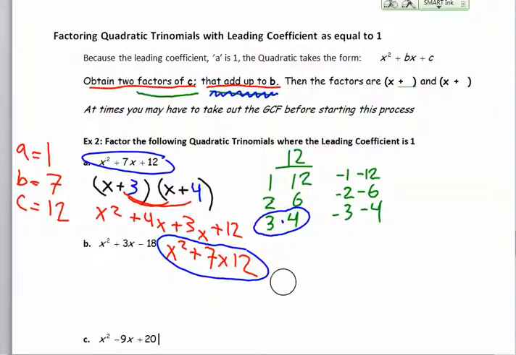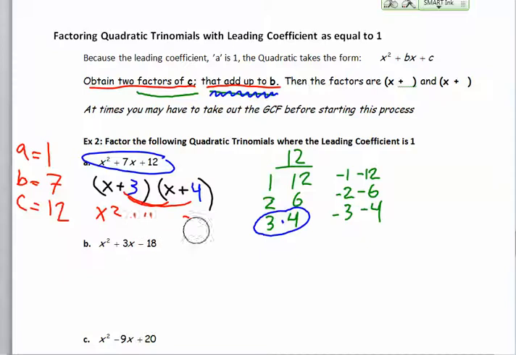Let me erase the rest of this and show you the final answer. This is your final answer right here. x plus 3 times x plus 4 is the factored form of this expression.